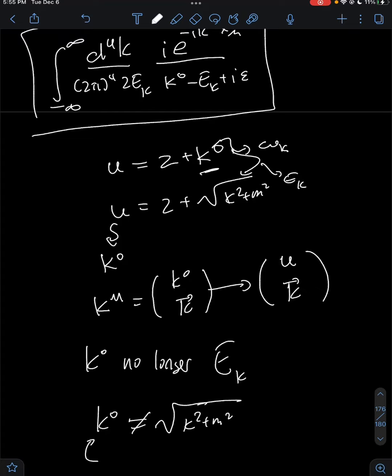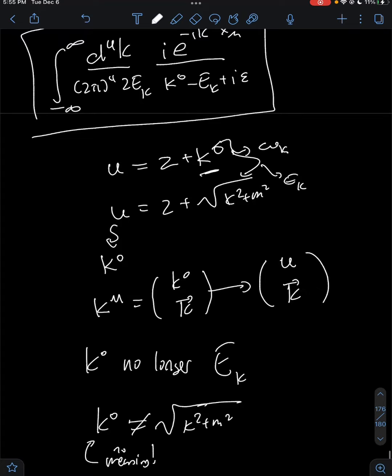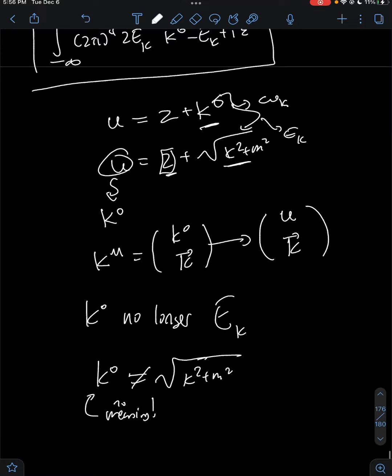It just no longer has any meaning at all. Because again, Z was the variable that we were integrating with respect to, right? And we're just adding the energy to Z. So we just get some variable U that doesn't have any physical meaning of its own. So K naught, it's not really an energy.